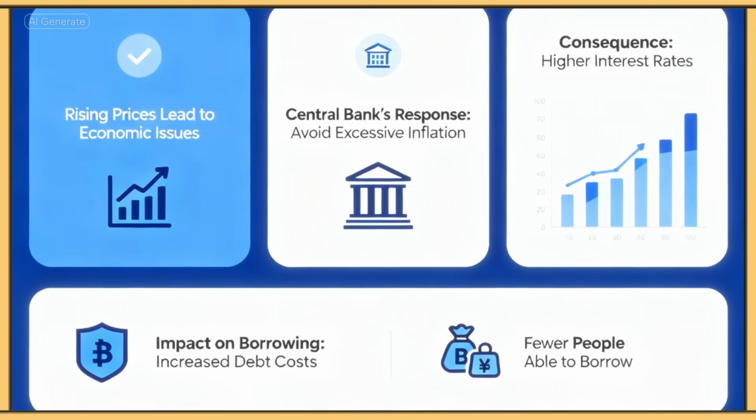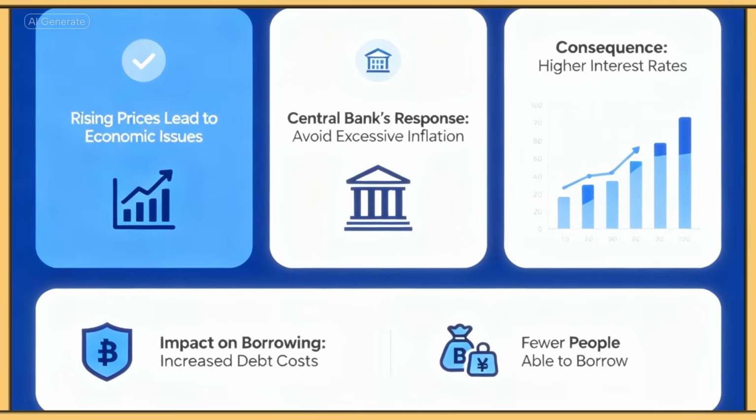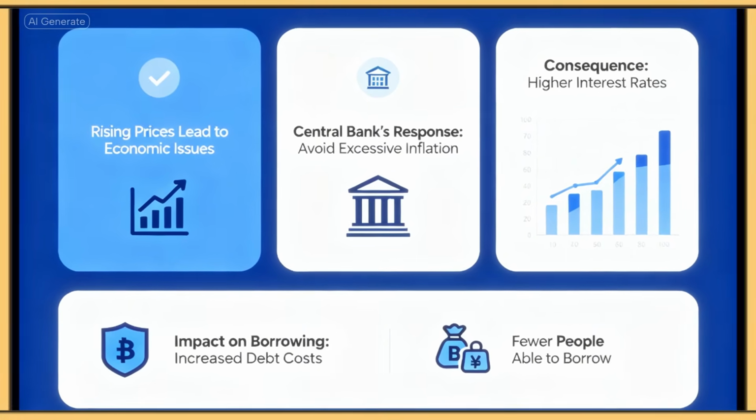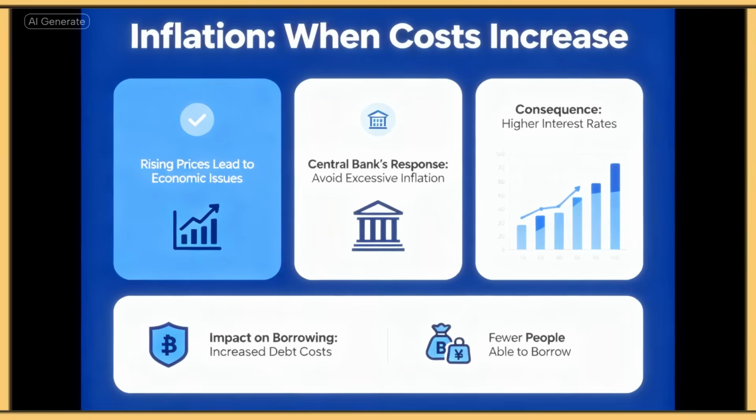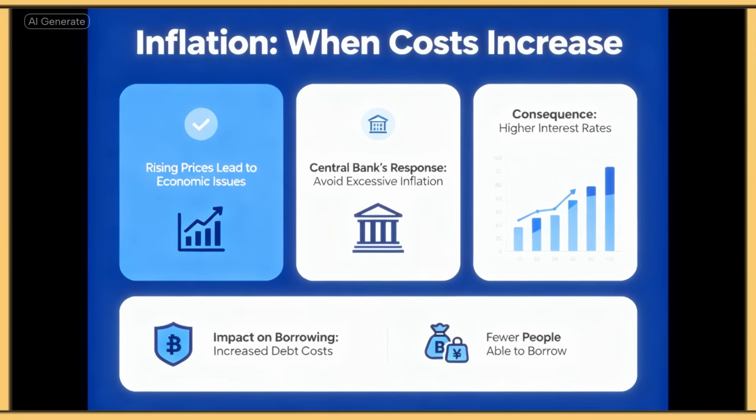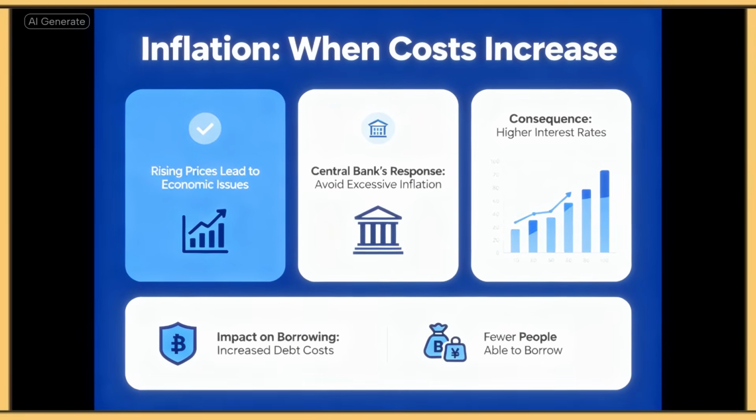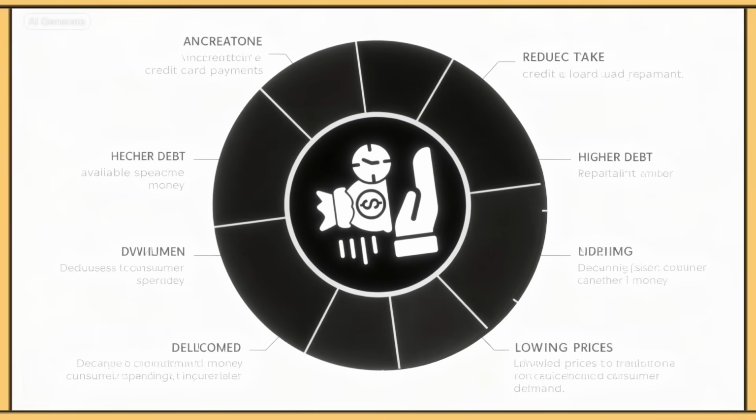When costs increase, we refer to this as inflation. Since rising prices lead to issues, the central bank does not desire excessive inflation. Higher interest rates are the result of it. The cost of current debts increases, and fewer people are able to borrow money. Imagine this as your credit card payments increasing each month.